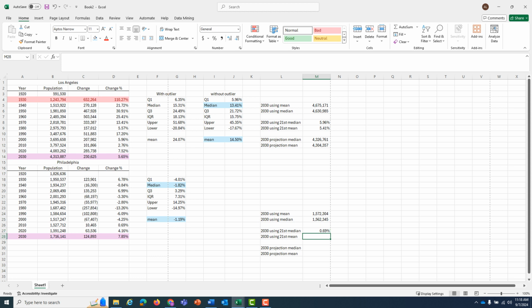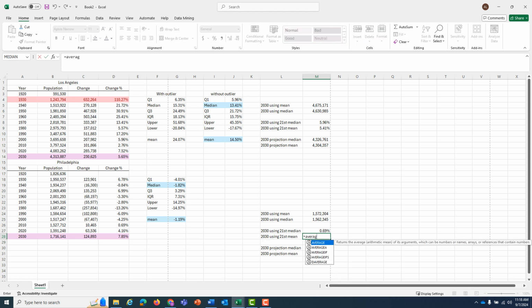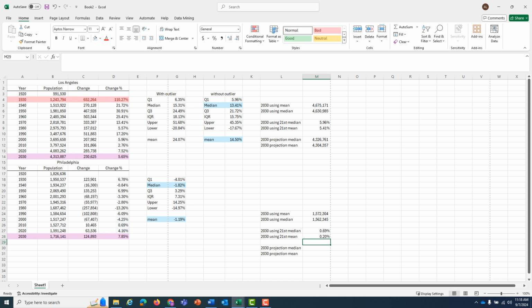What about the mean that we have during that period? Well, that's going to be the average function once again, just of those three figures that we're looking for that happened during the 21st century, and it comes out to 0.2%. Let's do our formula right here for our projection by taking 2020's actual population and multiplying it by 1 plus the rate of change.